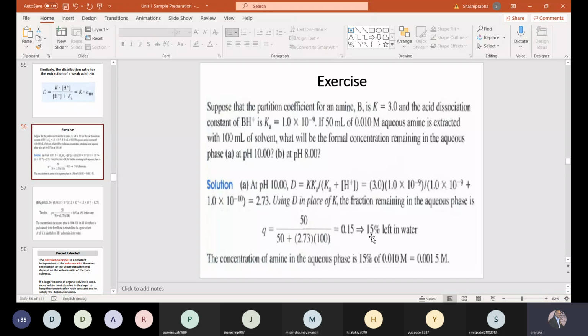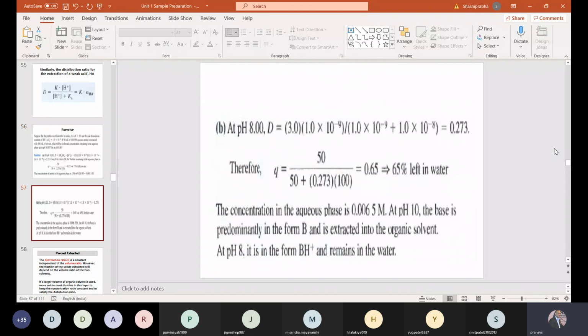And 15% of the concentration is equal to 0.0015 molar. This is the concentration which remains in the aqueous phase after extraction. So this was the story for the first case, that is at pH 10.